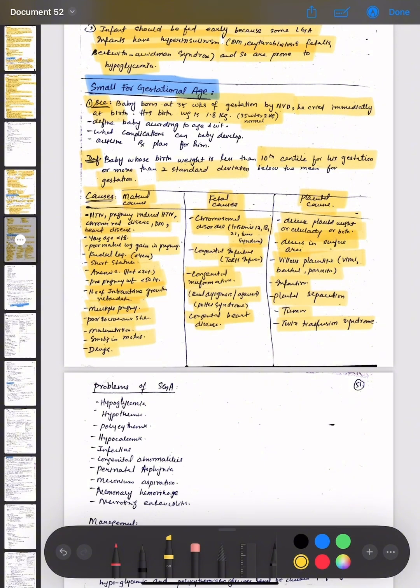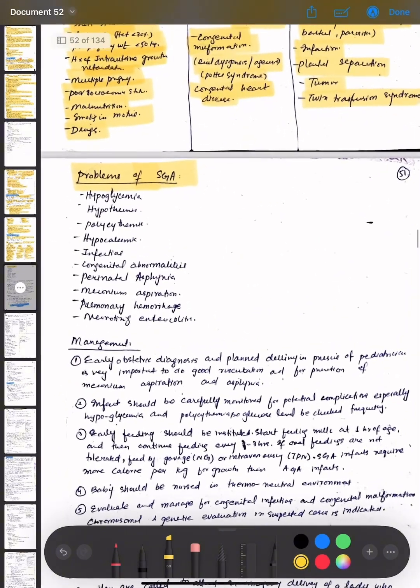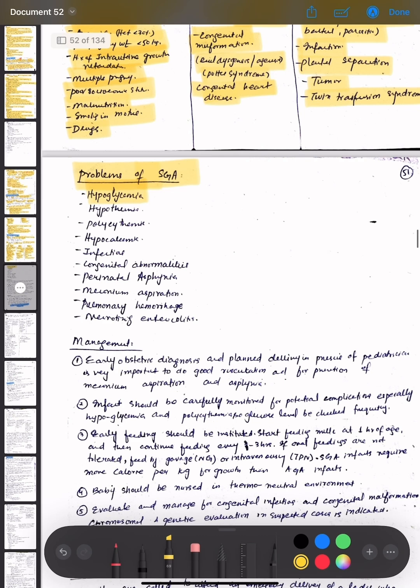Now, what are the problems of small for gestational age? These are hypoglycemia, hypothermia, polycythemia, hypocalcemia, infections, congenital abnormalities, perinatal asphyxia, meconium aspiration, pulmonary hemorrhage, and necrotizing enterocolitis.